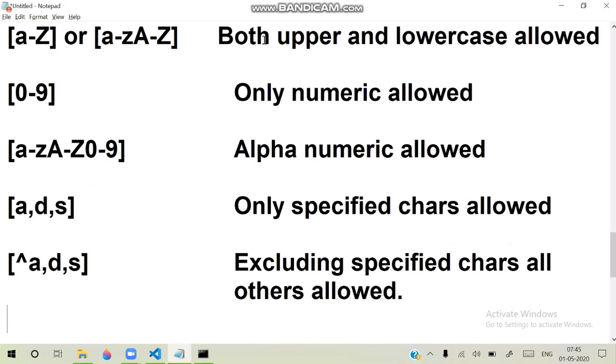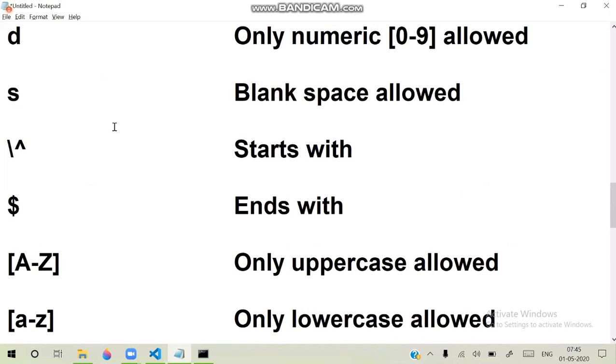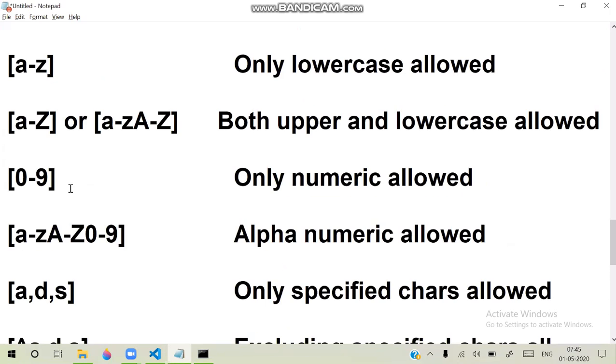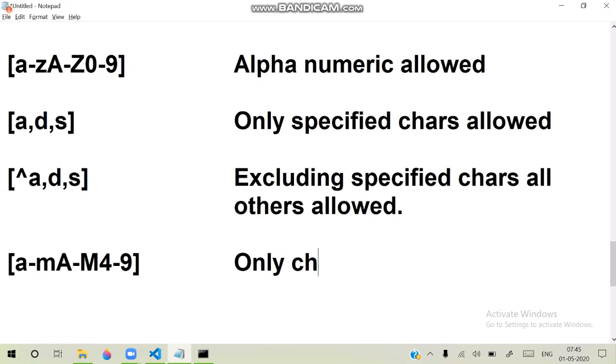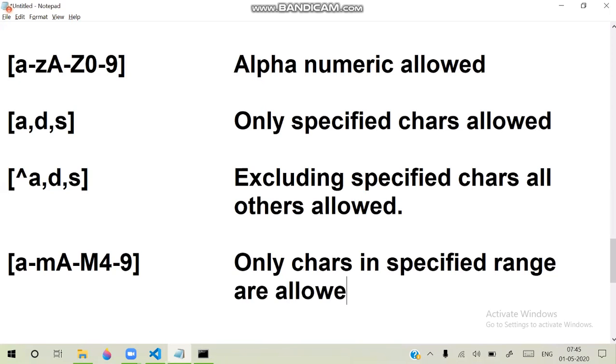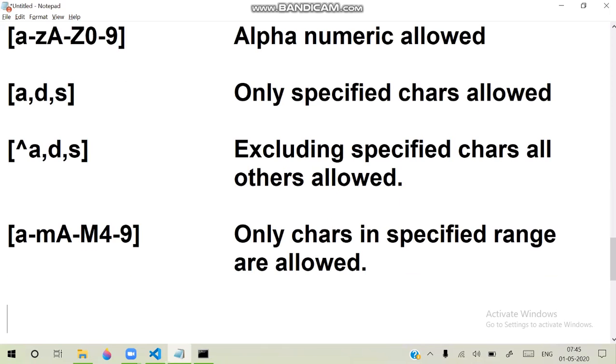Remember, it is not slash exponent. If it is slash exponent, then it indicates starts with. If just exponent inside the brackets, this indicates exclude these. If I write A hyphen M and 4 hyphen 9, this indicates only characters in the specified range are allowed. That means your word can contain anything between A to M, lowercase or uppercase, and any number from 4 to 9. It cannot contain anything other than this. That's how we generally represent it.